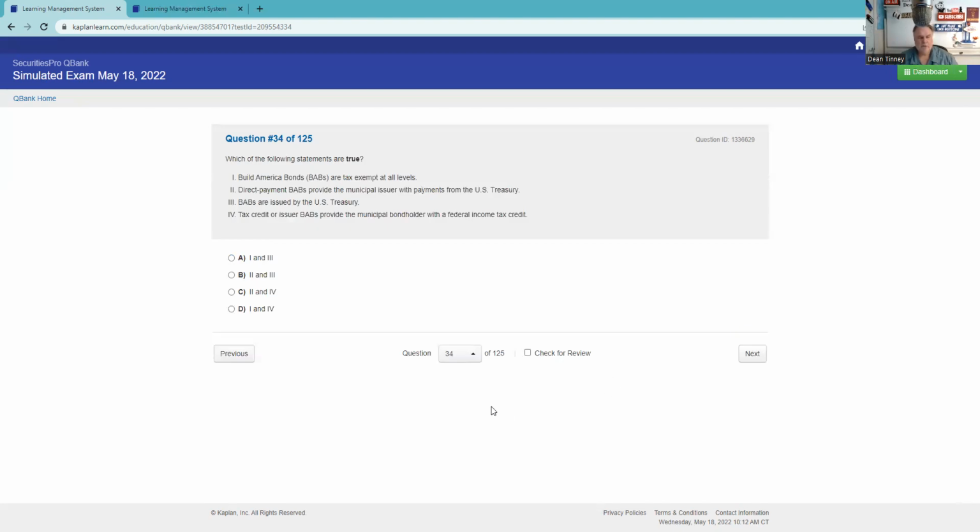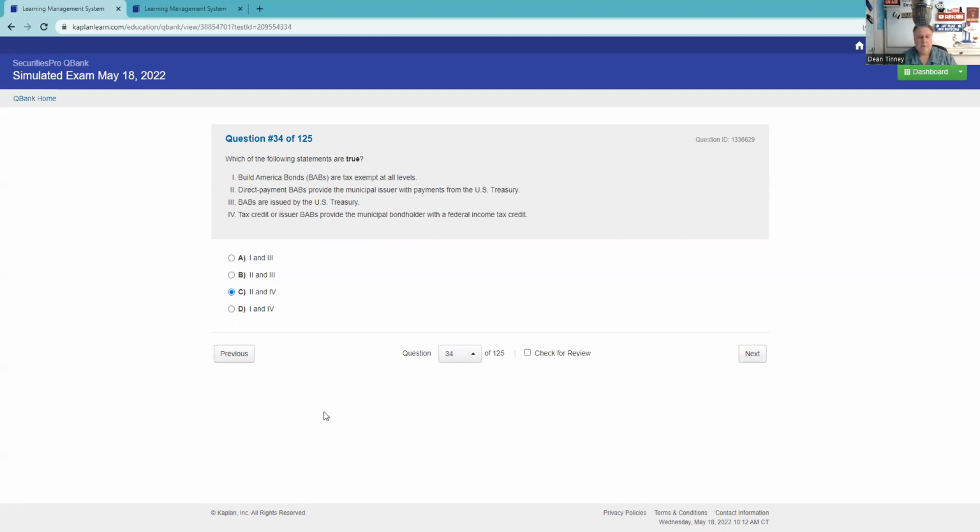Which of the following are true? Build America bonds are tax exempt at all levels. Direct payment: Build America bonds provide municipal issuers with payments from the U.S. Treasury. Build America bonds are issued by the U.S. Treasury. Roman numeral 4, tax credits: tax credit of the issuer provides the municipal bondholder with a federal income tax credit. So the answer here is 2 and 4.